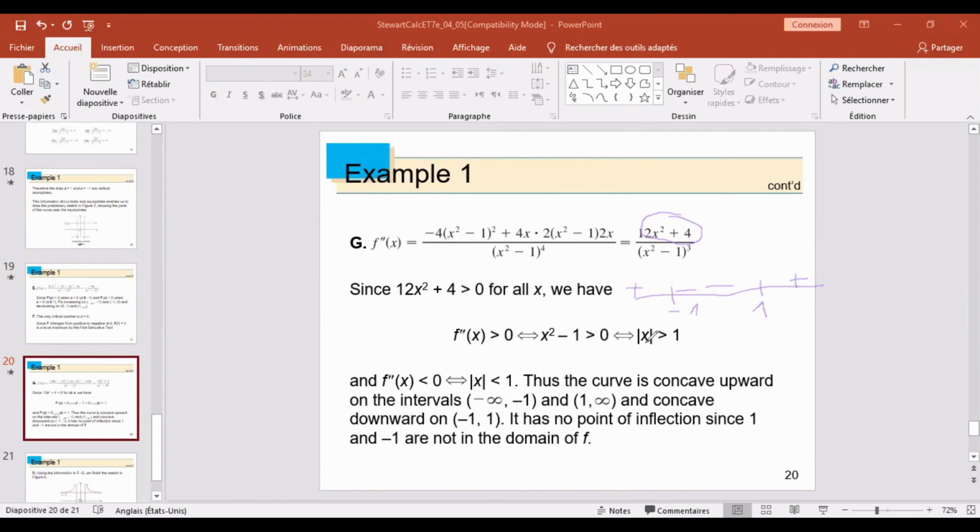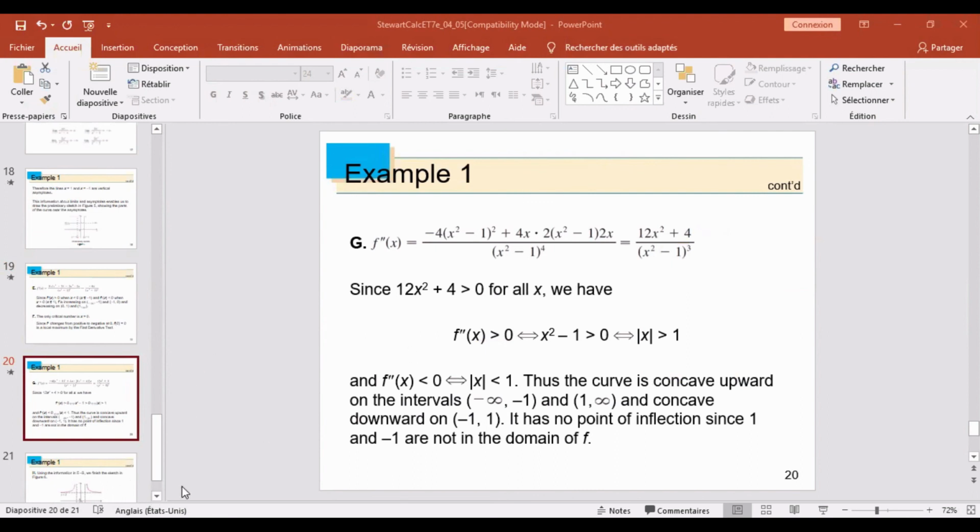When we try some values in the right of 1, between minus 1 and 1, and in the left of minus 1, we conclude this. That's why we can talk about the concavity. The concavity is upward when the second derivative is positive, meaning in the right when x is more than 1 and when x is less than minus 1, and it's downward between minus 1 and 1. Maybe this is all. Now it's time to put all together in the graph.